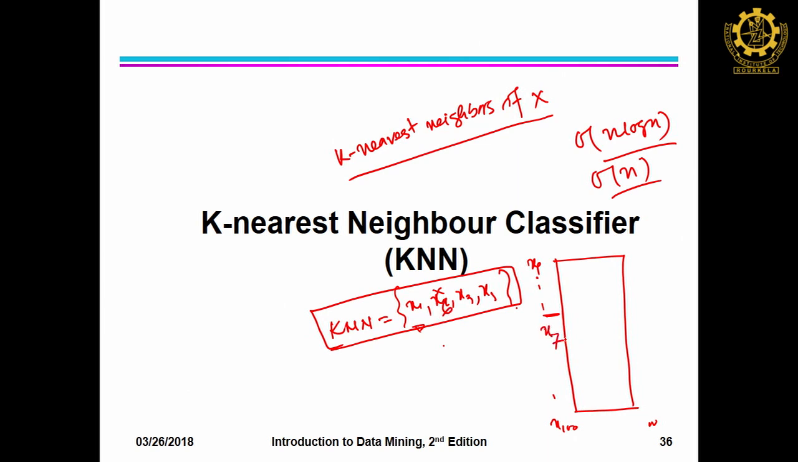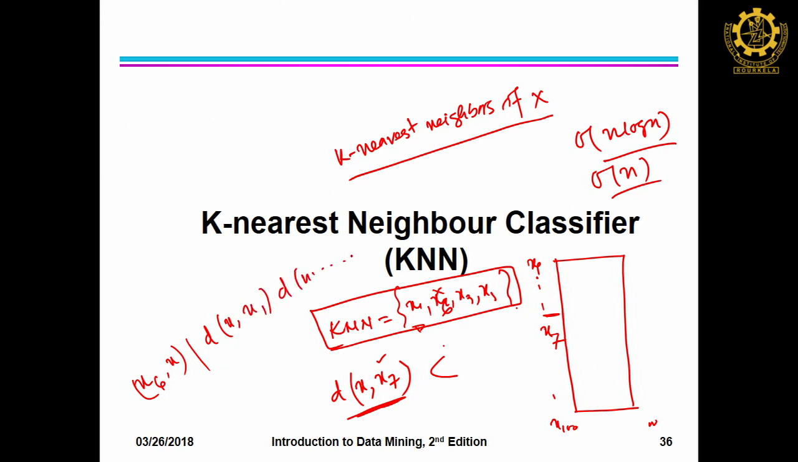Again you do the same thing for point x7. You compute the distance from the unknown object x to x7, and if this distance is lesser than the distance from x to any point in the existing kNN set, then x7 will be included, otherwise we cannot include the point x7 here. So, each time we are computing the distance from x to x6, along with the distances from x to x1, x2, x3 and so on.